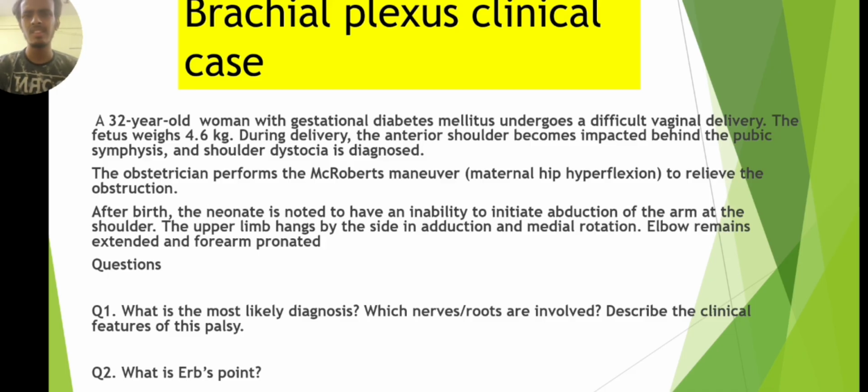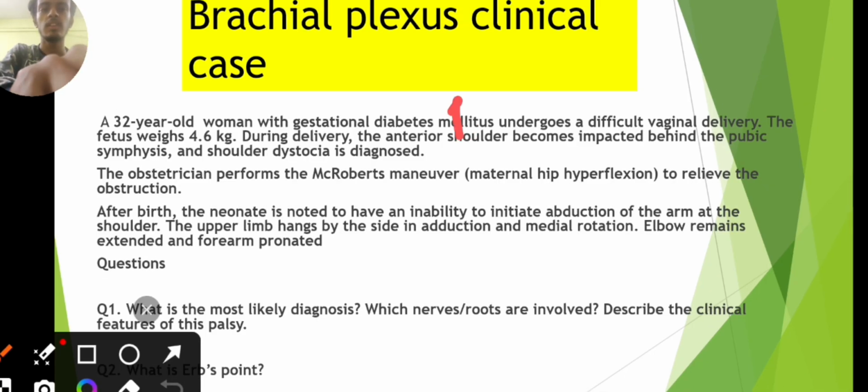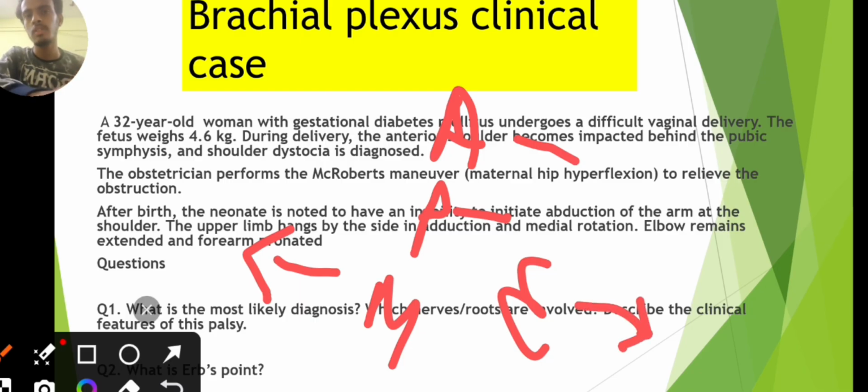Now these are the classical symptoms of the waiter's tip position. During my time, I used a very simple technique which I want to share with you, that is APME. Whenever these symptoms are there, it is the classical waiter's tip position. A stands for adduction, P for pronation of the forearm, M for medial rotation or internal rotation, and E for extension of the elbow joint. So these are the classical features of the waiter's tip position.